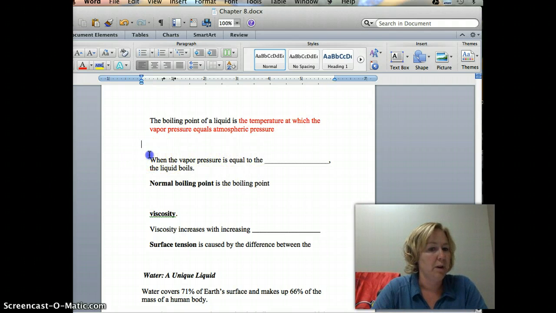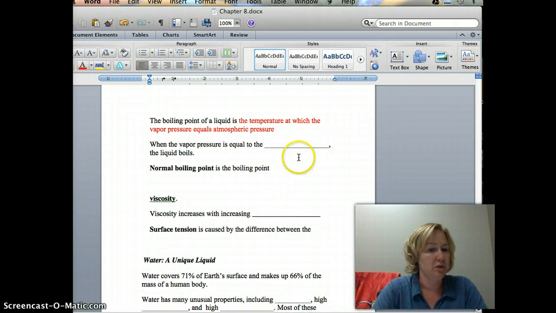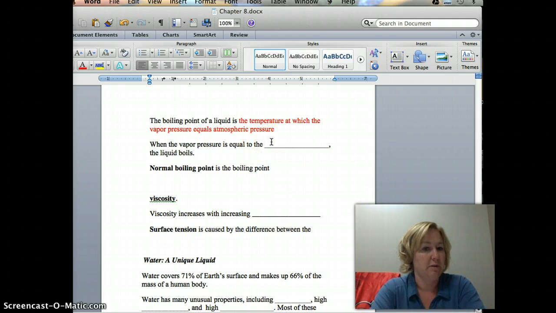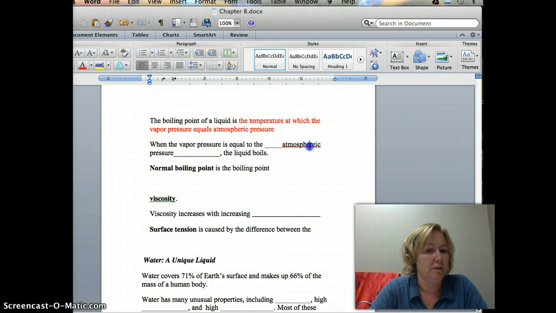When is the vapor pressure equal? When the vapor pressure is equal to the atmospheric pressure. I just said that. We'll put it again: atmospheric pressure. I can't spell. Okay, atmospheric pressure. And again, I cannot spell atmospheric.